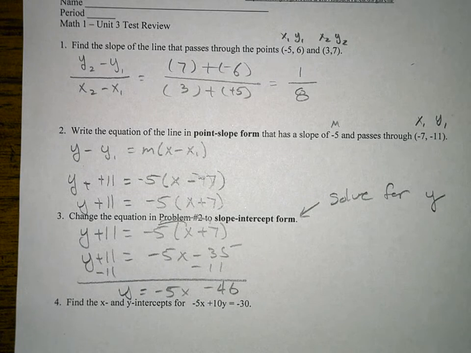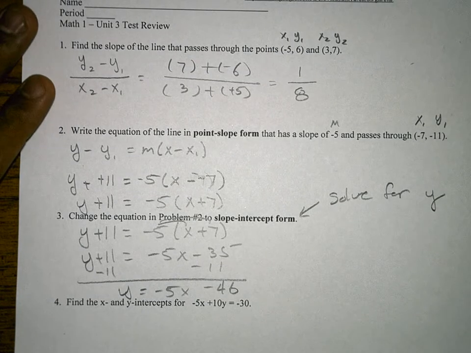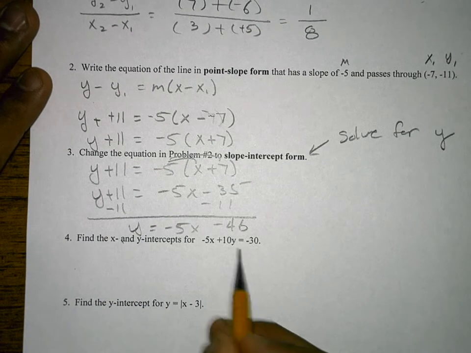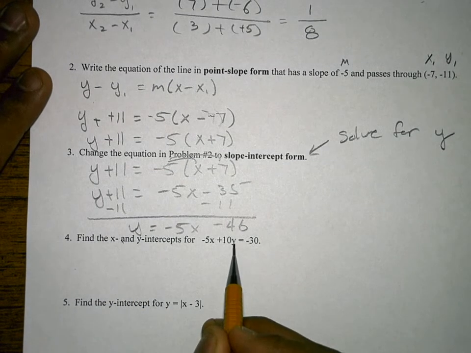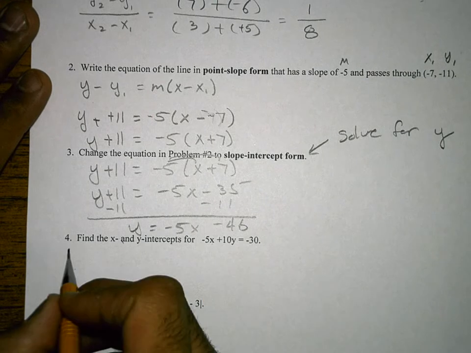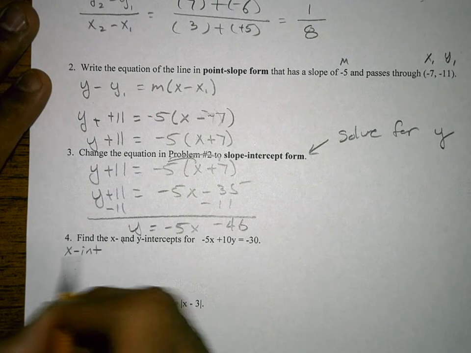Number 4 says find the x and y intercepts. So remember, you make the other one 0. So if I want to find the x-intercept, I make the y 0. If I want to find the y-intercept, I make the x 0. So let's find the x-intercept first.